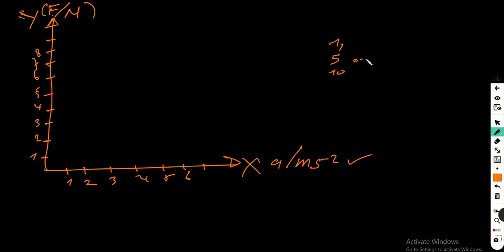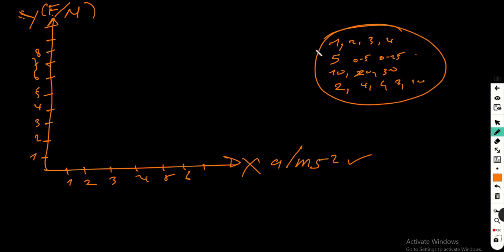You can have 0.5, 0.25. For multiples of 10, you have 10, 20, 30. You can have 1, 2, 3, 4, and so on. You can have multiples of 2, which can be 2, 4, 6, 8, 10, and so on. So this is the category of what you should choose.